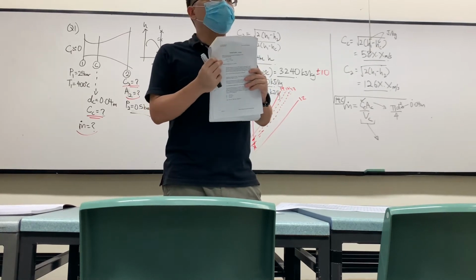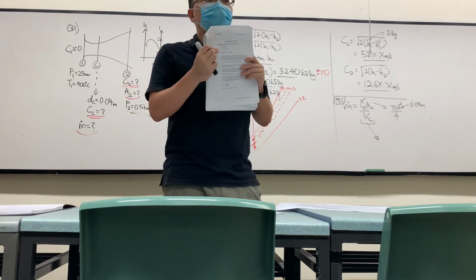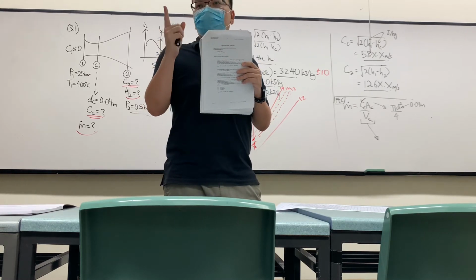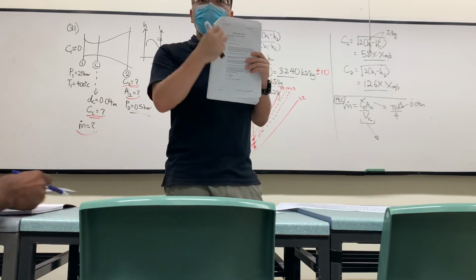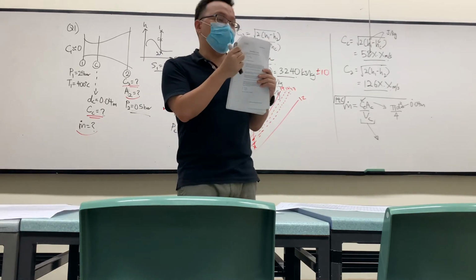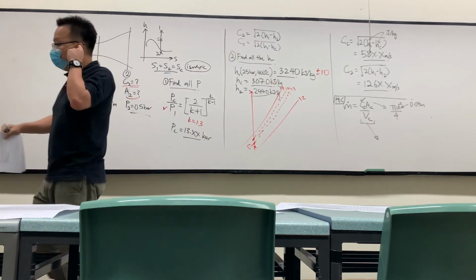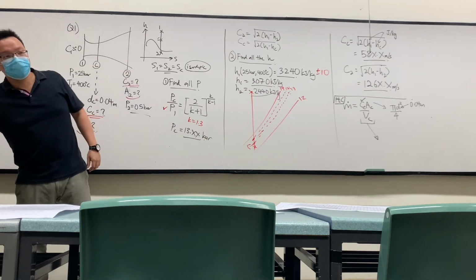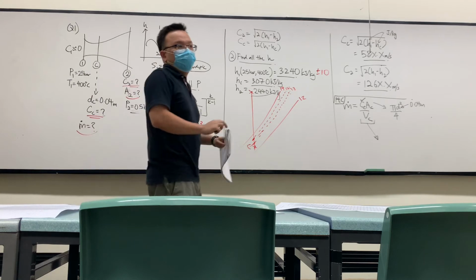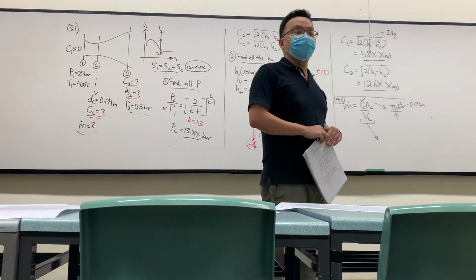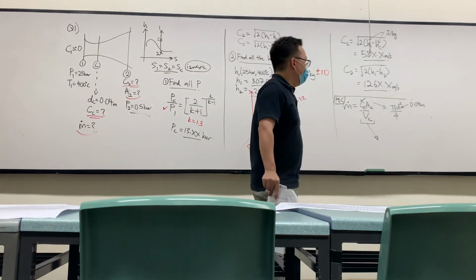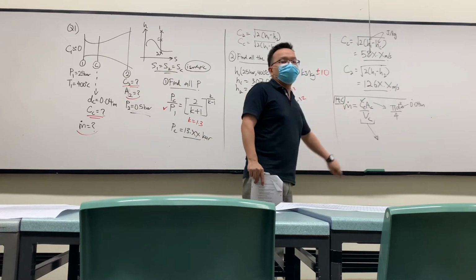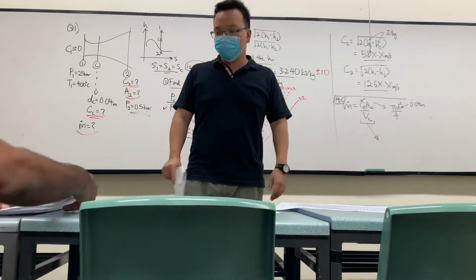If it's saturated, can you use this formula? No. So on this one, can you take a red color pen, circle the word superheated down there and put a star on it. Do not ever use this equation when you are dealing with saturated. Clear?